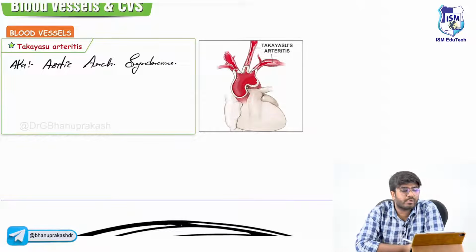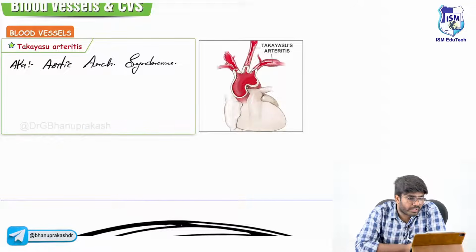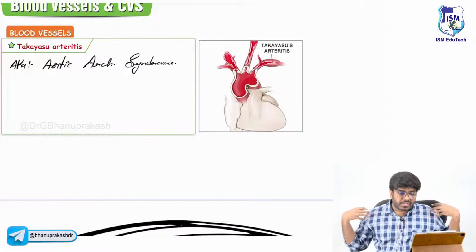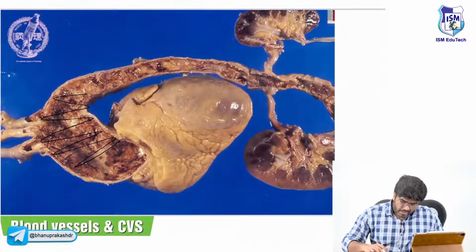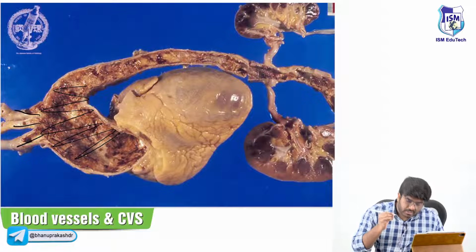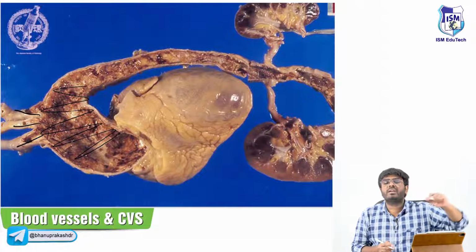Okay, this is also called aortic arch syndrome. So, the aortic arch is going to be affected. Not only the aortic arch, see, from this aortic arch, the inflammation is going to spread to the blood vessels which are coming from the aortic arch. For example, look here, from this aortic arch, these blood vessels are coming out. Now, this inflammation will also spread into these blood vessels.